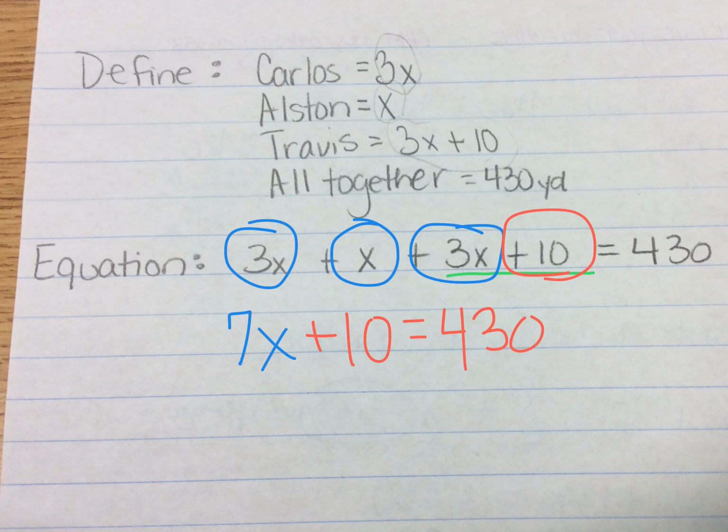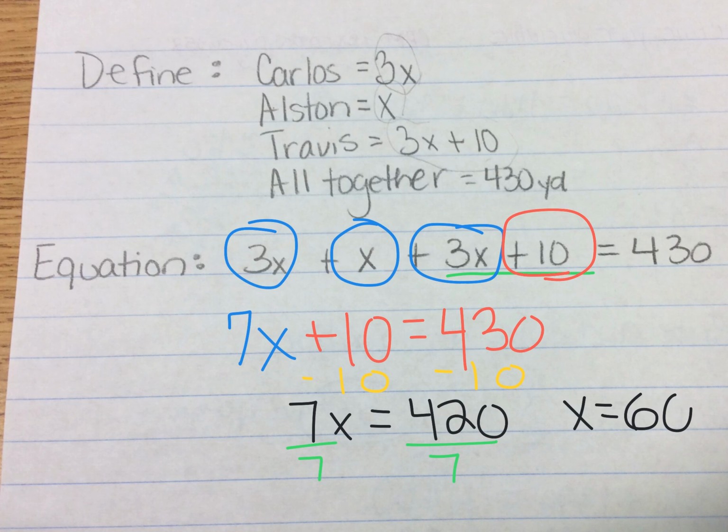Now we can solve this. First step you should be thinking already is to subtract 10. What I'm left with is 7x equals 420. Last step, divide by 7. Running out of room here. So I'm getting x equals 60.